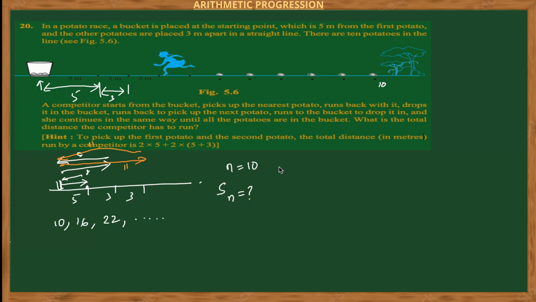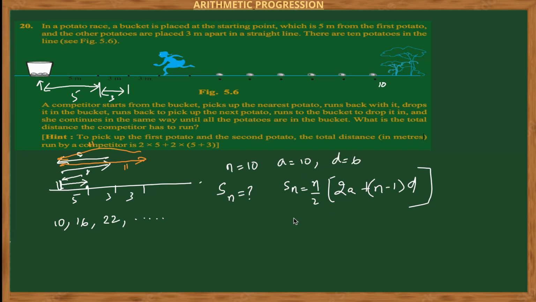So what values do we have? We can use the sum formula: Sn is equal to n by 2 into 2a plus n minus 1 into d. Do we have n? Yes, we have. Do we have a? Yes, a is equal to 10. Do we have d? Yes, we can find d: 16 minus 10, so d is equal to 6.